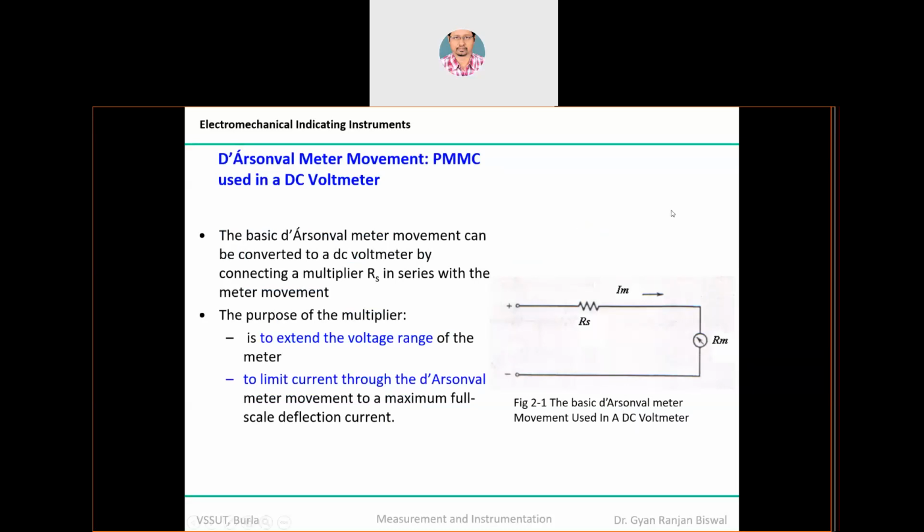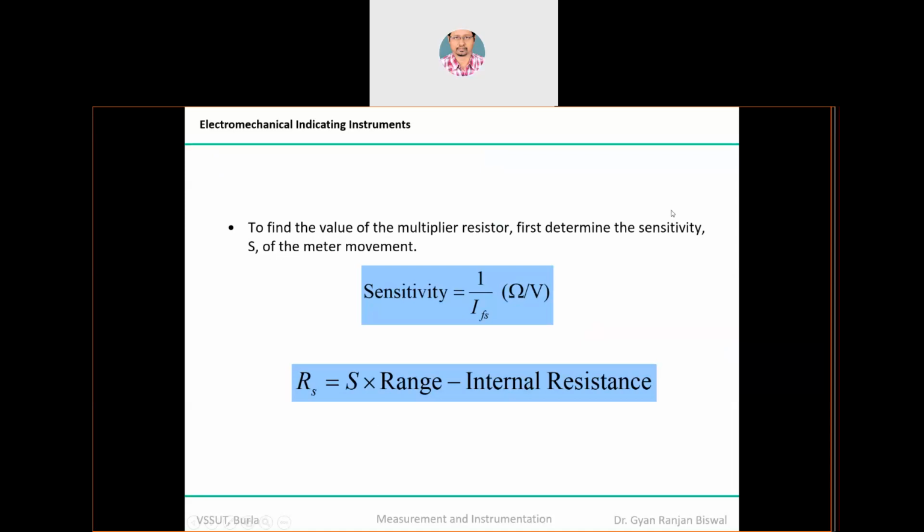If you do so, can I find out my sensitivity? Yes, it is 1 upon the full scale current, which is volt per ohm. Because the full scale current is the input, and the PMMC is a current sensitive device, the sensitivity you can find as the reciprocal of the parameter, that is 1 upon IFS. That means a certain number of ohms per volt.